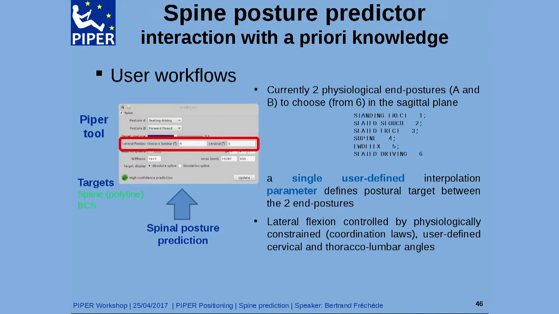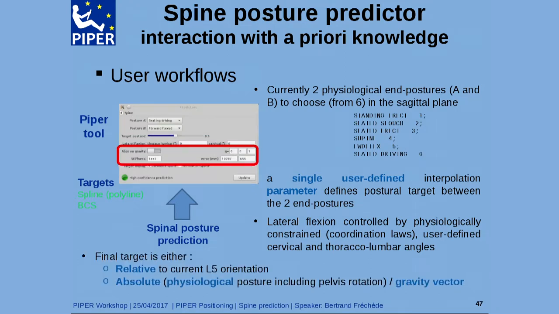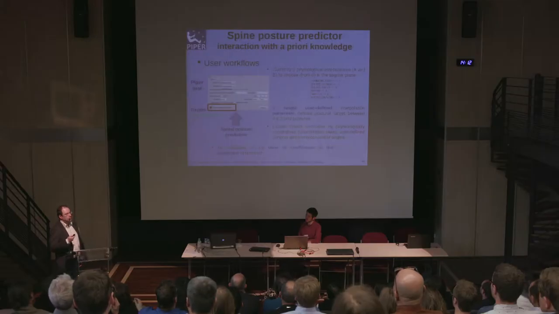Lateral flexion is controlled separately by coordination laws, and so you have to define, as a user, a cervical angle and a thoracolumbar angle. And the final target is either defined relative to the current L5 orientation, so the fifth lumbar vertebra, or absolute, relative to an absolute referential, which is oriented by the gravity vector. Finally, there's an indication of the level of confidence of the prediction. I won't go into the detail, but it's explained in the documentation.